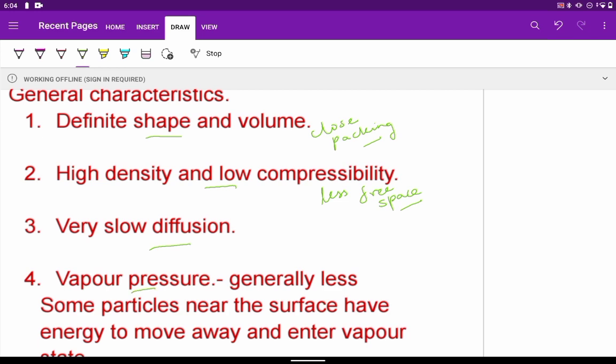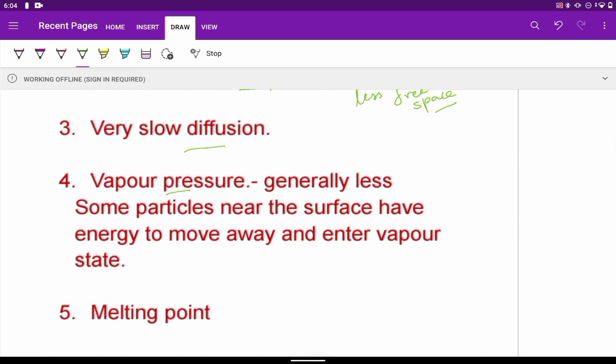Next we come to vapor pressure. The vapor pressure in case of solids is very less if we compare with the vapor pressure of liquids at a particular temperature. Because in case of solids, there are only some particles near the surface which may have enough kinetic energy so that they can move away and enter into the vapor state. So the number of these particles is very less. So the vapor pressure is also quite less.